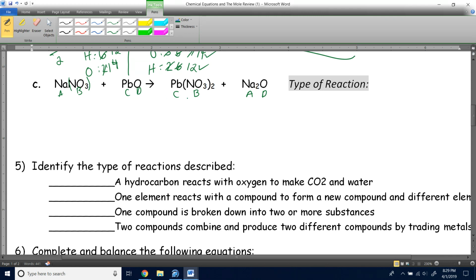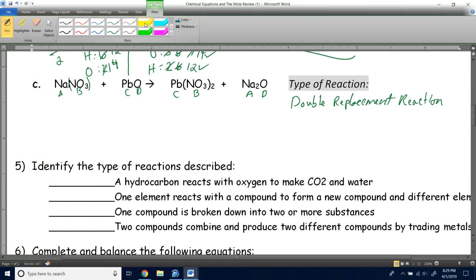They swapped partners. So since we have two compounds and they swap their partners, we have a double replacement reaction, okay? So make sure you understand that AB plus CD turns into CB plus AD.